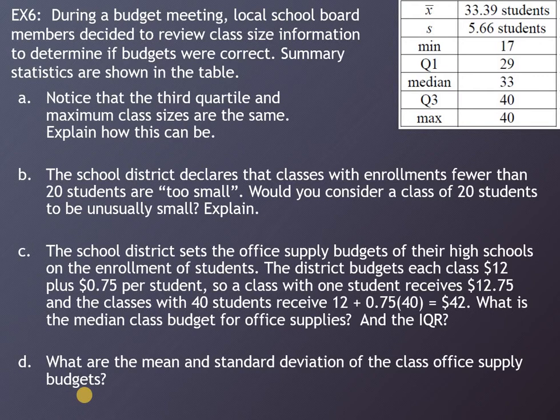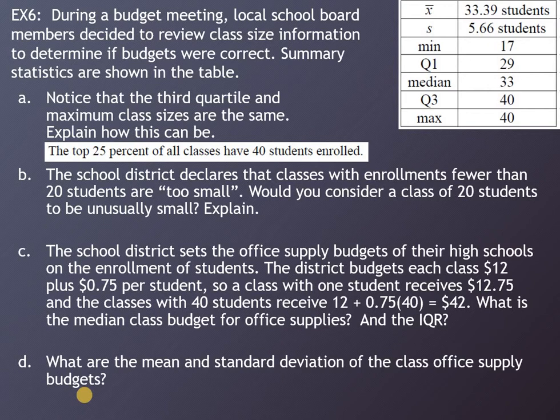You want to break down what that distance from the third quartile to the maximum represents. That distance is just a percentage of the population. So at least 25% of the population has class sizes of 40 students. That sucks. Don't go there. The school district declares that class sizes with enrollments fewer than 20 students are too small. This isn't your personal commentary. We're thinking in terms of statistics.